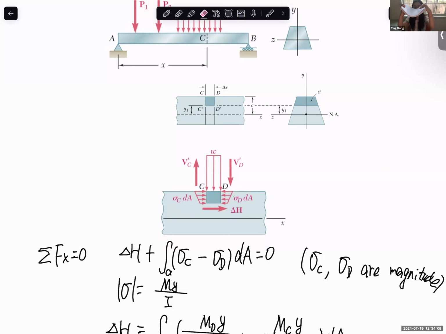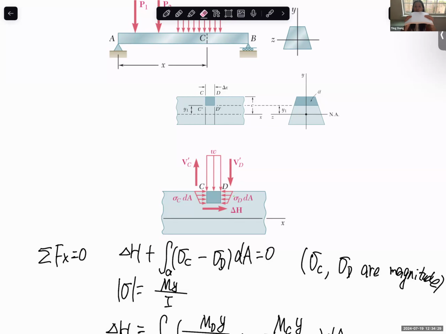In the previous chapter, we talked about when there's bending, or a transverse force applied, it would cause normal stress in the beam. And normal stress is in the x direction, and its distribution on the cross section changes linearly, zero at the neutral surface, and the top and bottom have maximum tensile and compressive stress.